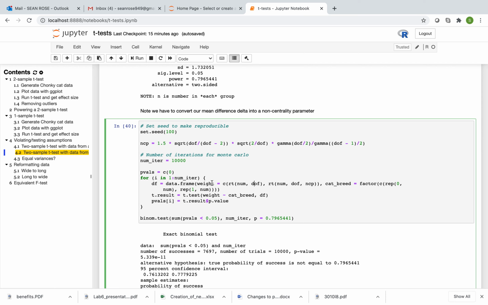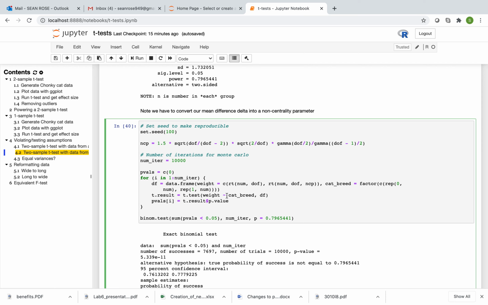Again, here I'm going to generate weights, but this time I'm going to generate them from the 2 different distributions to be consistent with the power analysis. So I'm going to do a t-distribution centered at 0, and then a t-distribution with the non-centrality parameter that I calculated here, and then set the 2 different cat breeds. The first num measurements are going to be cat breed 0, the second num measurements are going to be cat breed 1.